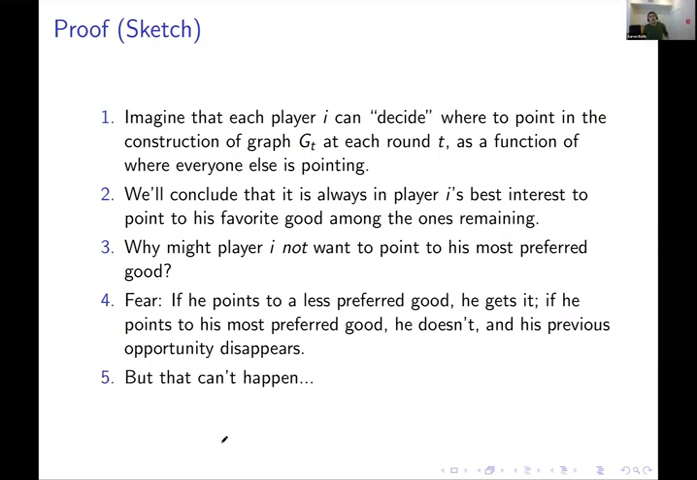And that's the thing I want to convince you cannot happen. If that can't happen, then there's no reason not to point to your most preferred good. If there's no way to miss out on an opportunity, if any opportunity that is available to you today will also be available to you tomorrow, then there's no reason to strategize like this. You might as well try to get your favorite thing, and if that doesn't work, nothing lost. Anything you could have gotten today, you can also get tomorrow.